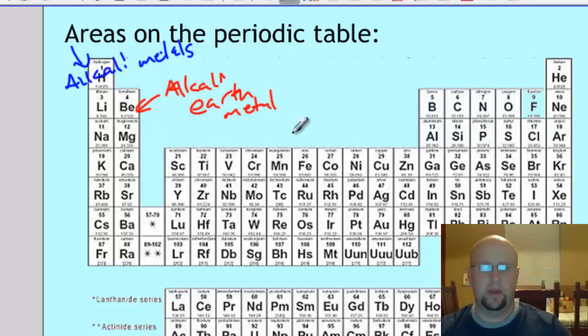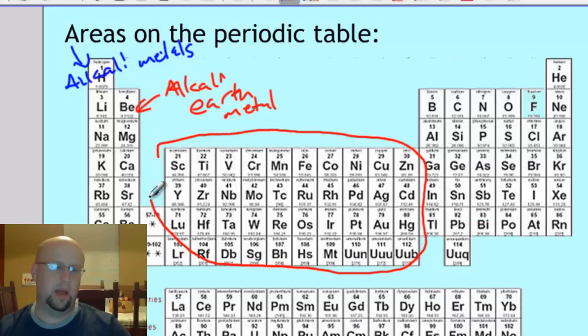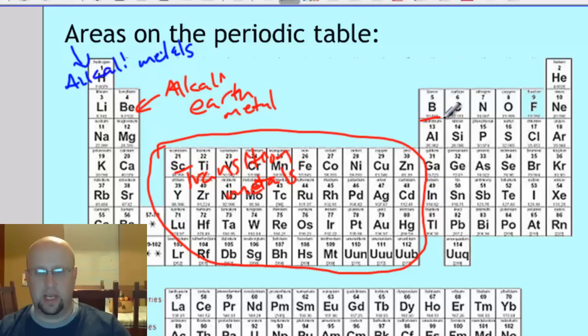This whole area right here, this middle section, I sort of left this out when we were at ptable.com, but this whole middle section has a special name. These are called the transition metals. Remember, they're all metals. Anything to the left of the staircase, and remember the staircase is right here, those are all metals, so transition metals.